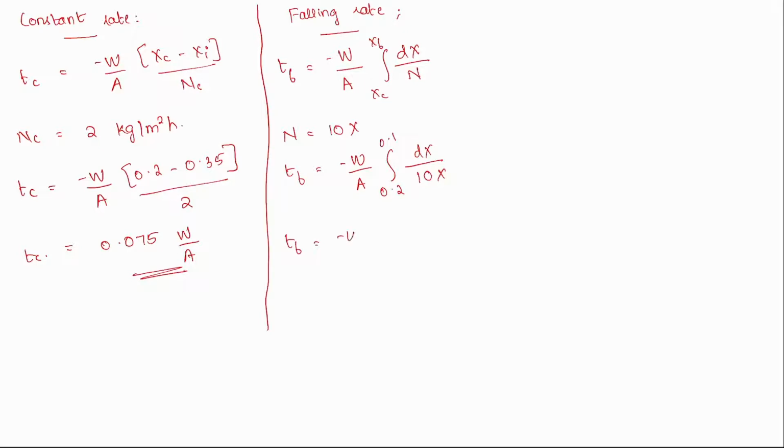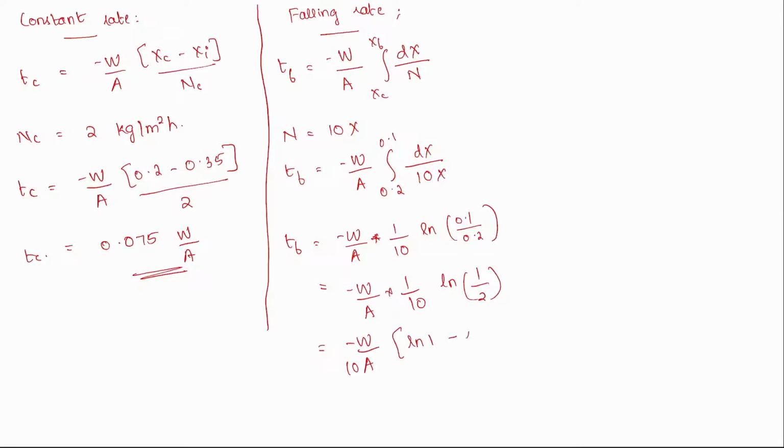Then we can integrate the equation from point 1 to point 2. We'll get Tf is equal to minus W by A into 1 by 10 ln (0.1 by 0.2). Because we can simplify this in the following steps, we'll get the final answer as minus W by A into minus 0.693 by 10. That is W by A into 0.0693.